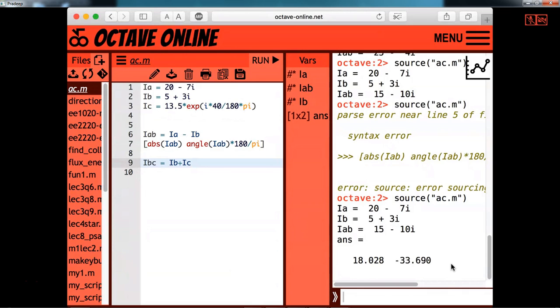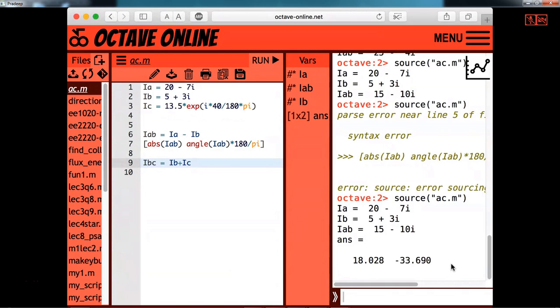The answer given by JNTUK is not 9.83, it is 15.3, and the angle is 11.7. So that imaginary component is correct and it should be minus. So I request once again to check that.